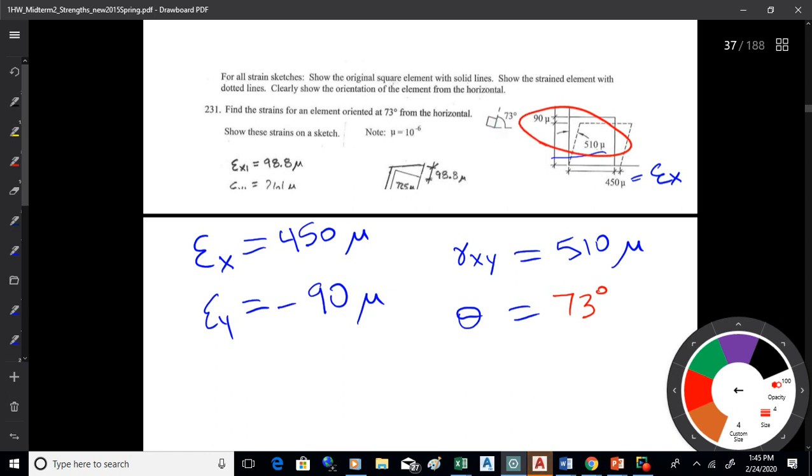And then if you want to know what the strains will be on that element, 73 degrees with the horizontal is what's going on there. So the strain angles from the horizontal, stress angles from the vertical. Okay. Good? Okay.